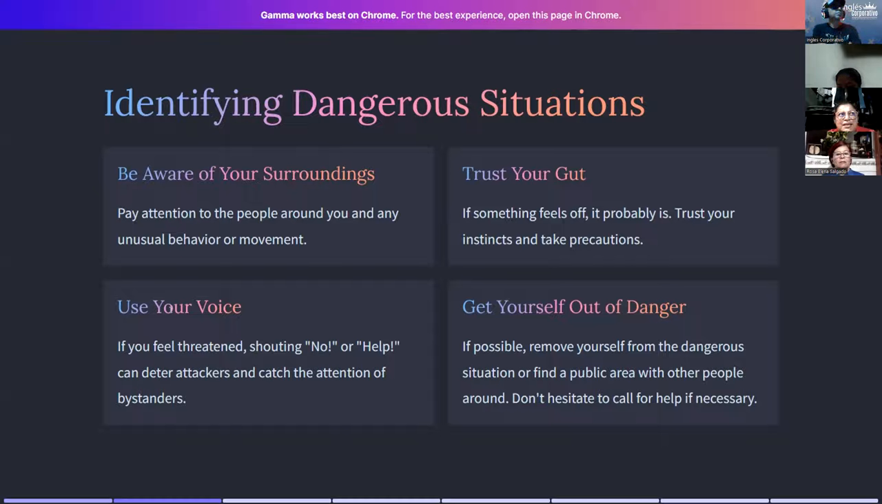Sometimes the attacker doesn't believe you. Scream. It's important. You can say no, help, or anything to get the attention of other people. Get yourself out of danger. If possible, remove yourself from the dangerous situation or find a public area with other people around. Don't hesitate to call for help if necessary.